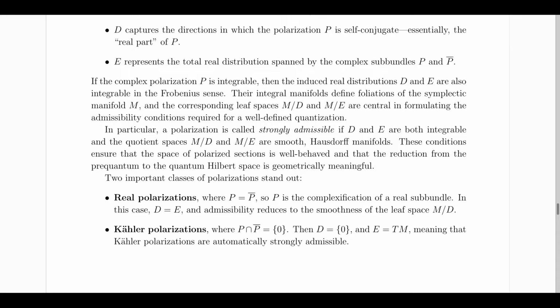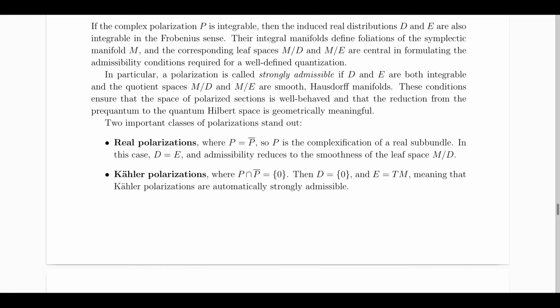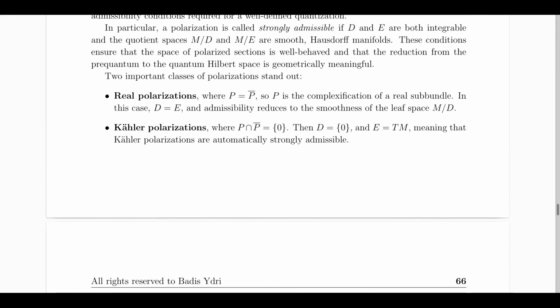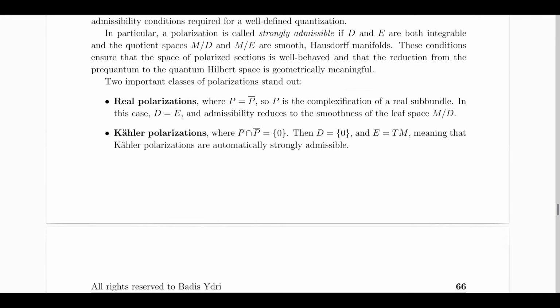To ensure a well-defined quantum theory, we want the leaf spaces M over D and M over E to be smooth and Hausdorff. If they are, the polarization is called strongly admissible. Two major classes of polarizations satisfy these criteria. Real polarizations, where the polarization equals its complex conjugate. In this case, the entire structure reduces to a foliation by real Lagrangian submanifolds, like in the Schrödinger representation. Kähler polarizations, where the intersection of the polarization with its conjugate is trivial. These polarizations are automatically strongly admissible, and they give rise to holomorphic representations, such as the Bargmann-Fock space for the harmonic oscillator.